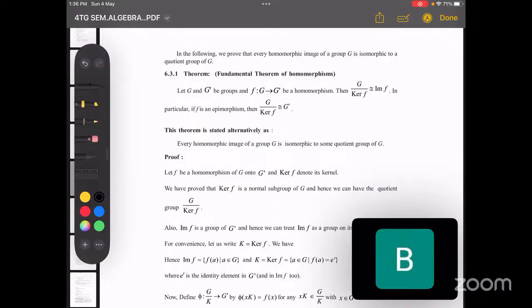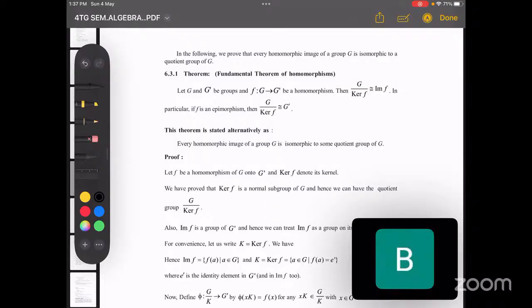Every homomorphic image of a group G is isomorphic to some quotient group of G. For this, we know that isomorphism means we have to prove that it is one-one, onto, and a homomorphism. We also have to define a mapping and show that it is well-defined, one-one, onto, and a homomorphism. If these four conditions are satisfied, then whatever homomorphic image of a group G is there, it is isomorphic to some quotient group of G.